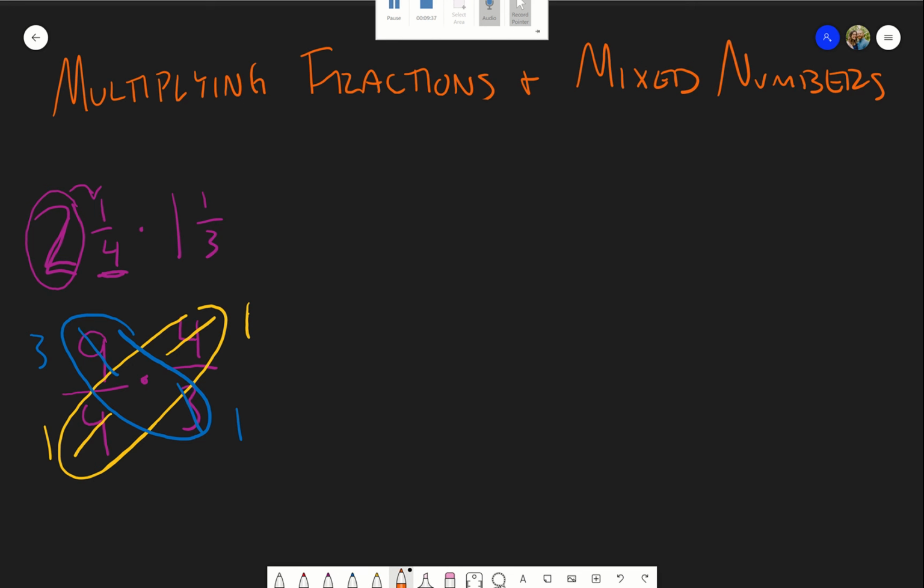Now I multiply out. 3 times 1 is 3. 1 times 1 is 1. 3/1 is the same thing as 3, which would be my answer. All right. Anytime I have mixed numbers, what do I need to do? Yes, I need to make them into improper fractions, and then I can multiply them out. All right. Good luck.